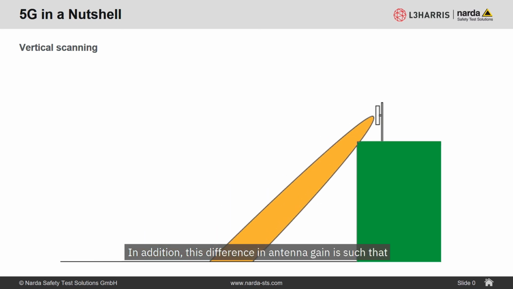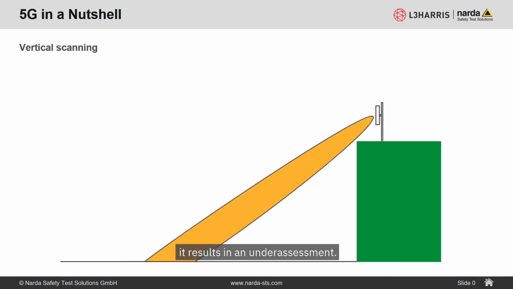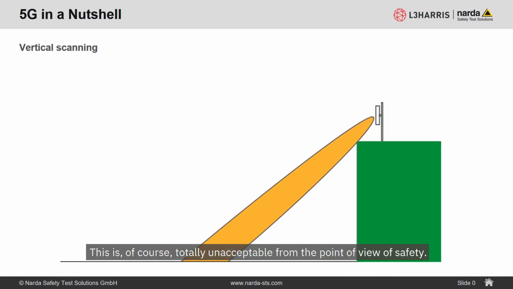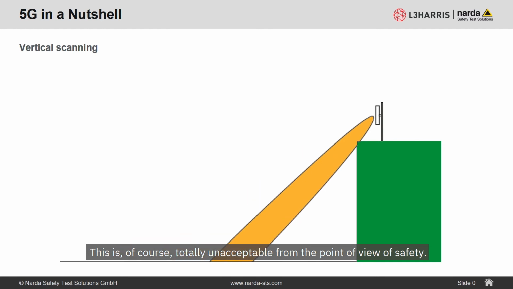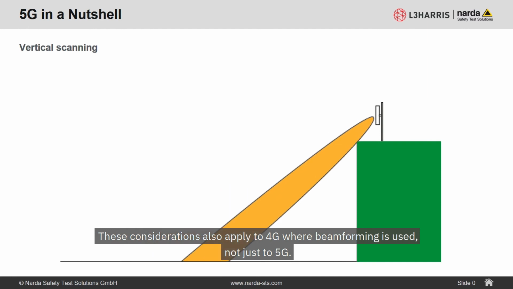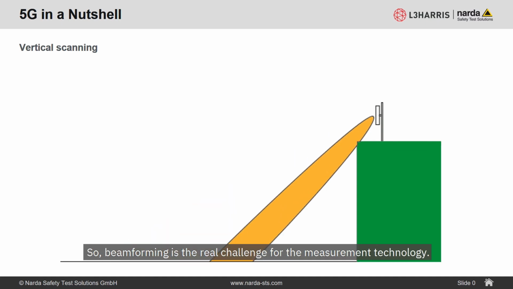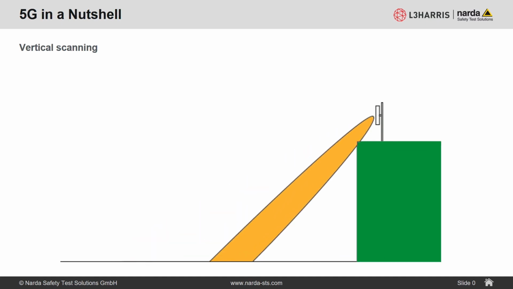In addition, this difference in antenna gain is such that it results in an underassessment. This is, of course, totally unacceptable from the point of view of safety. And these considerations also apply to 4G when beamforming is used, not only to 5G. So beamforming is a real challenge for the measurement technology.